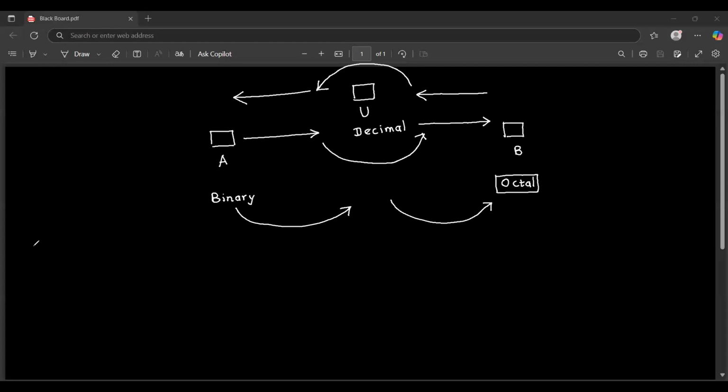Let's start with an example, simply. Let's say we have 101 to the base 2. This is equal to 1 into 2 to the power 0, which is 1, plus 0 into 2, which is 0, so we don't have to write that, plus 1 into 4. That will be equal to 5 to the base 10, and you have to convert this to octal.